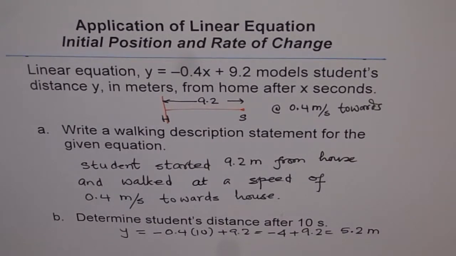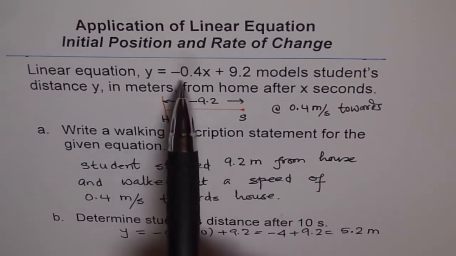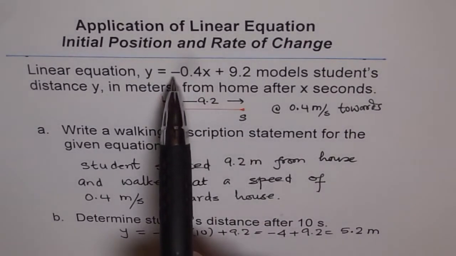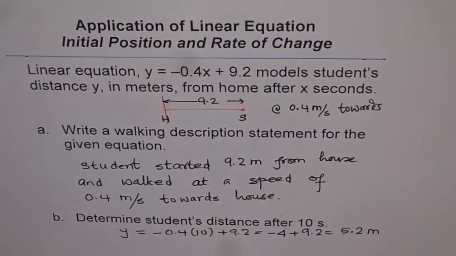So we see that with time the distance decreases since the student is approaching the house, right? And that is the reason why in this equation the rate of change, speed, has a negative sign, correct? So I hope you understand and appreciate it. Thank you, and let's move on to the next example.